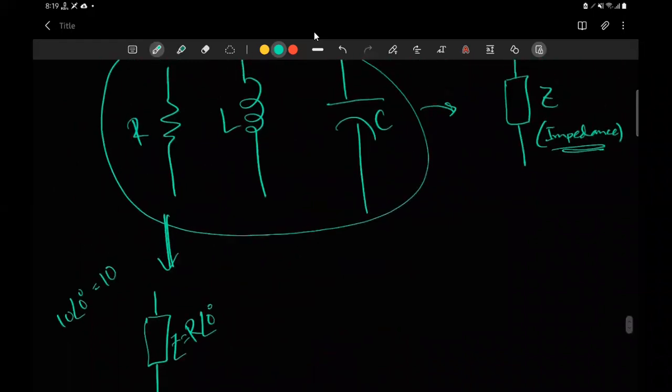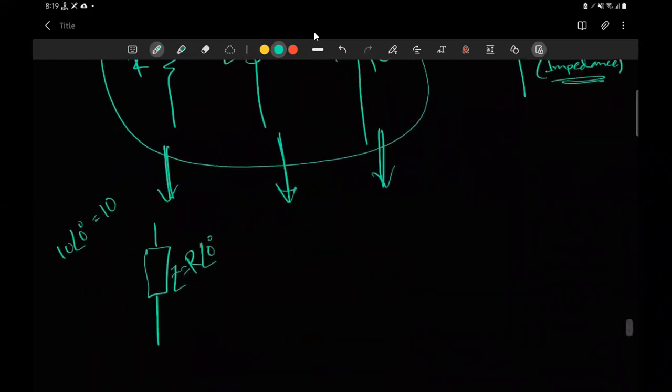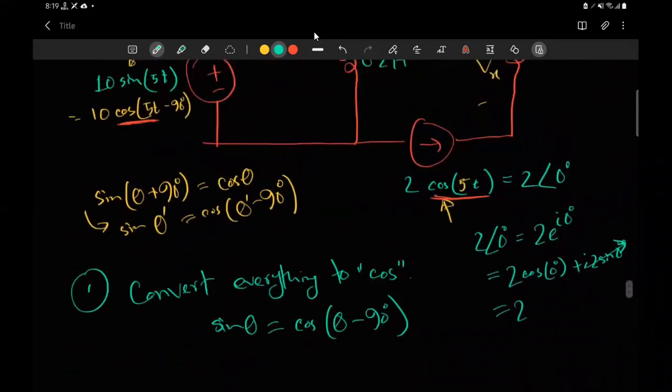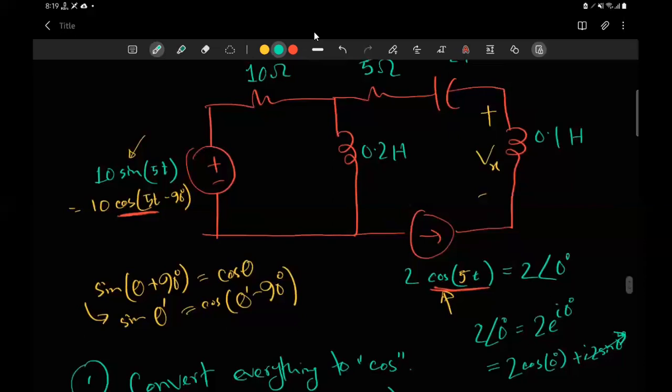The interesting parts are the inductors and capacitors. So for the inductor, the impedance is Z equals L angle 90 degree, but you have an omega in front of it. Let me explain what's going on here.